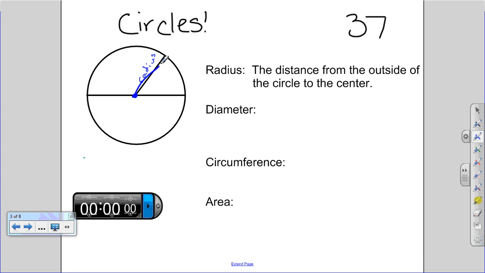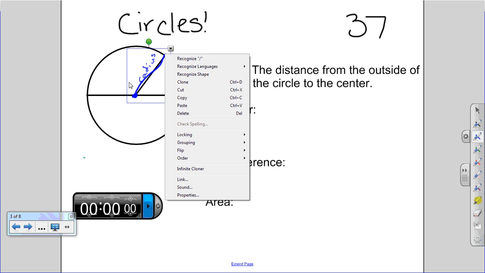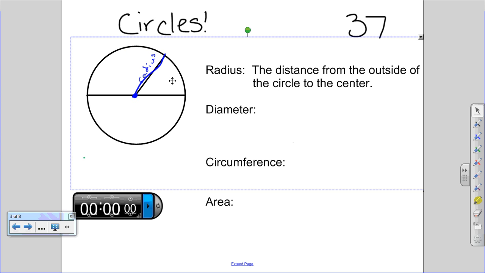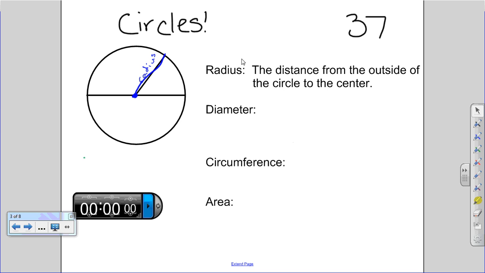I'm going to try real hard to draw a straight line. Oops. Anywhere from the center of the circle to the outside is the radius. So there's an infinite number of radiuses anywhere in the circle. You can draw them anywhere. So let's copy this down. Distance from the outside to the center.